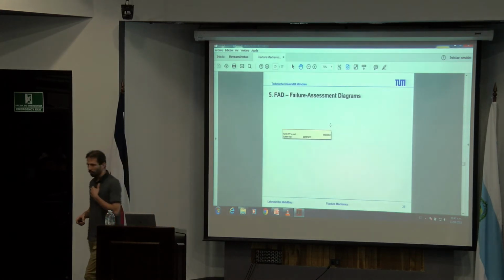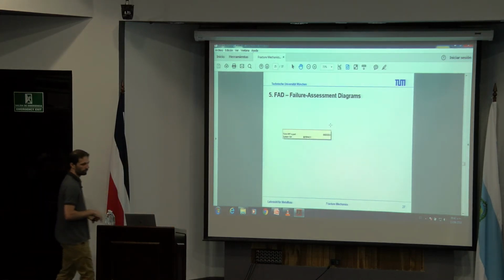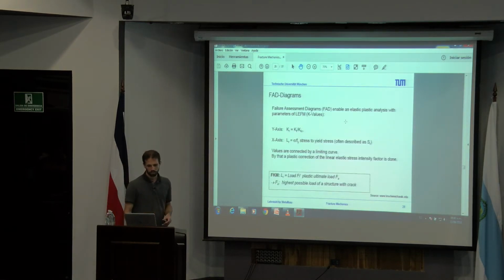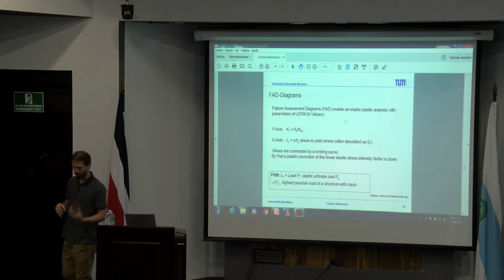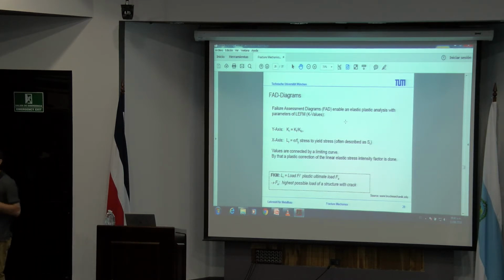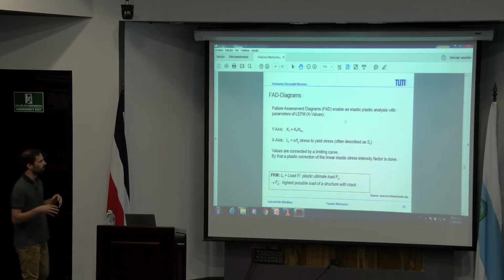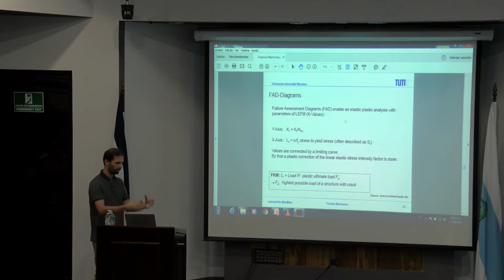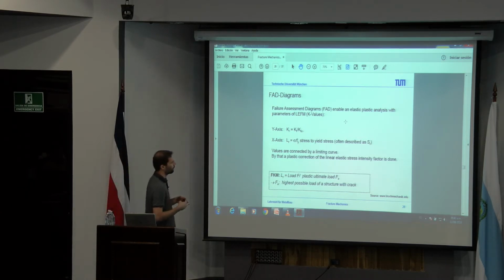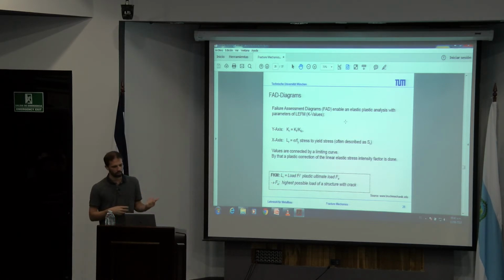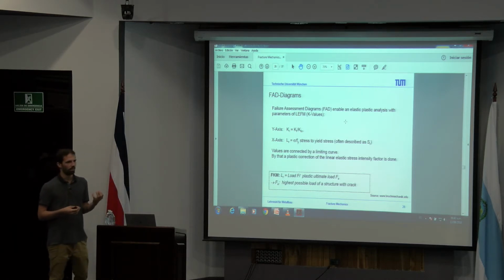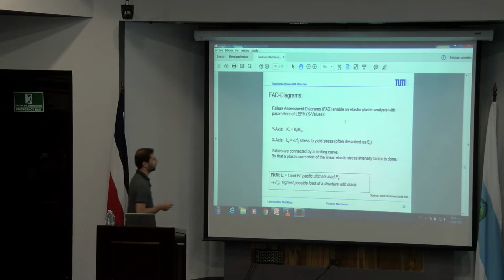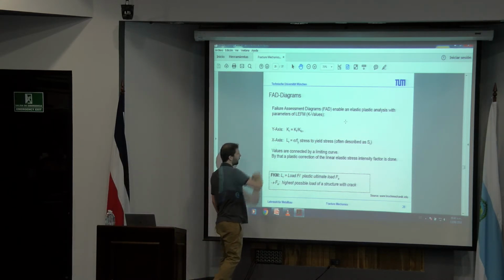So the fatigue assessment diagram is now something which is going again into the design, but at the same level wants to go there and also take care of some elastic information, but just applied due to the information of the linear elastic fracture mechanics. So here about the K values.